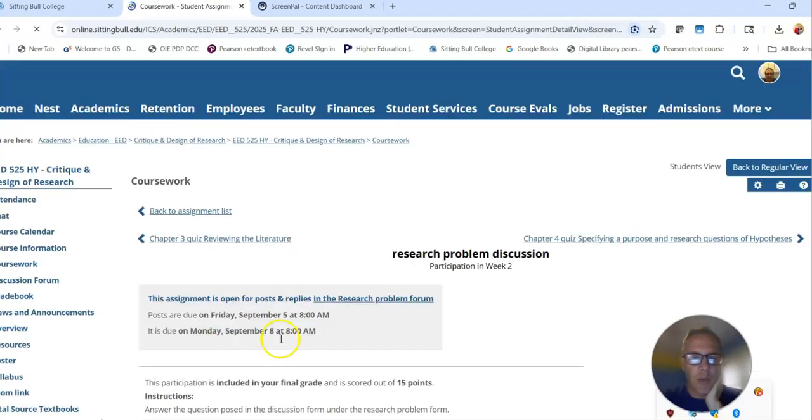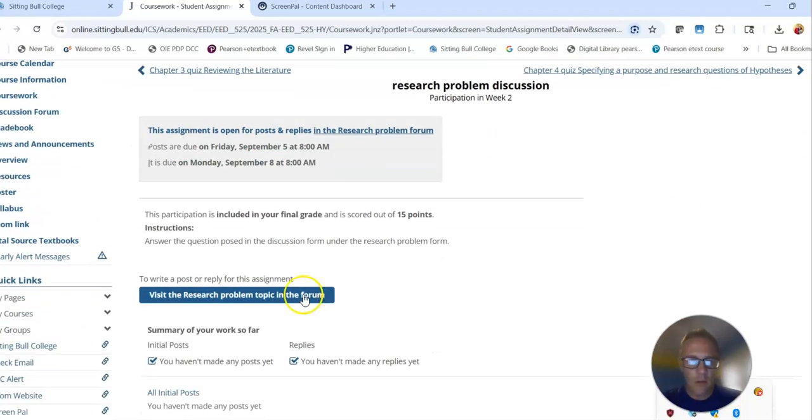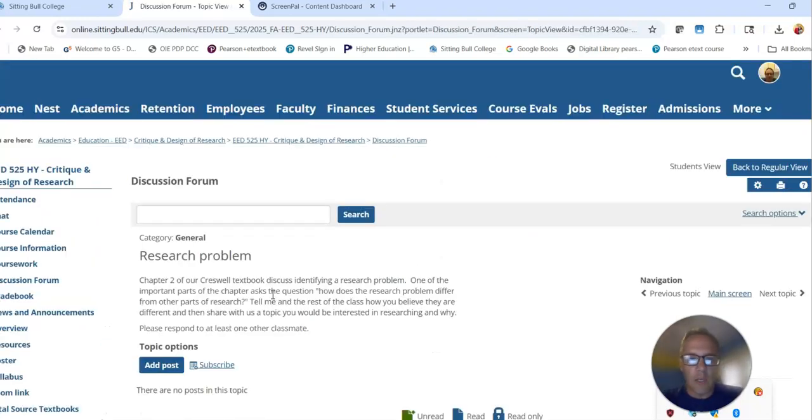As you pop that open and go to the question, looking at how the research problem differs from other parts of the research. Again, this is in Chapter 2. You can get it from the book. You can look at the PowerPoint. Share your beliefs, your opinions about that topic, how you think the research problem differs from the rest of it.